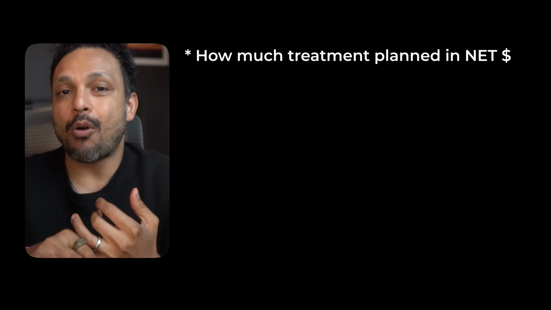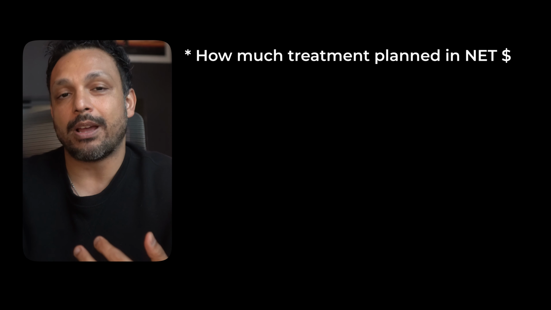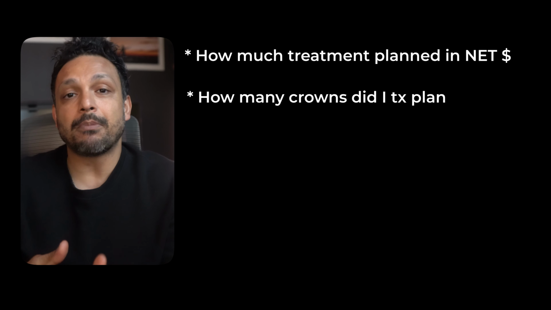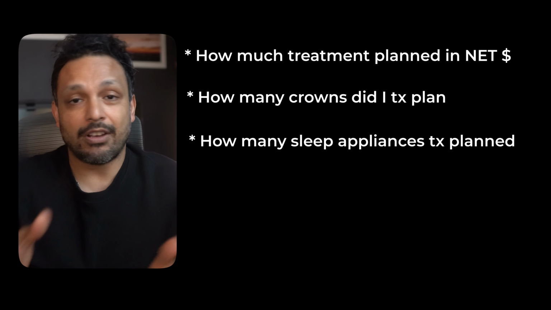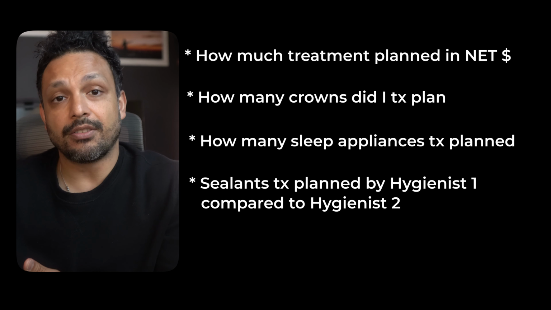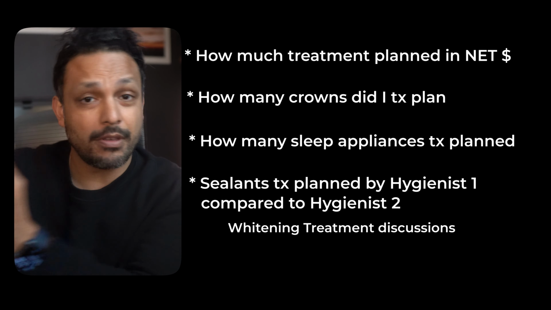So now looking at, for example, data over 3 months, here are some questions that I would have as the owner of the practice. How much net did we treatment plan in these 3 months? Now, I'm an insurance practice, so I don't care for gross numbers. I only care about net treatment plan dollar amounts. How many crowns did I treatment plan? If I've recently invested in learning sleep apnea and I'm trying to implement it in my practice, I'd want to know how many appliances have I treatment planned? How many sealants did my one hygienist treatment plan versus the other hygienist? Is my one hygienist better at bringing up whitening treatment and getting them scheduled compared to the other hygienist?